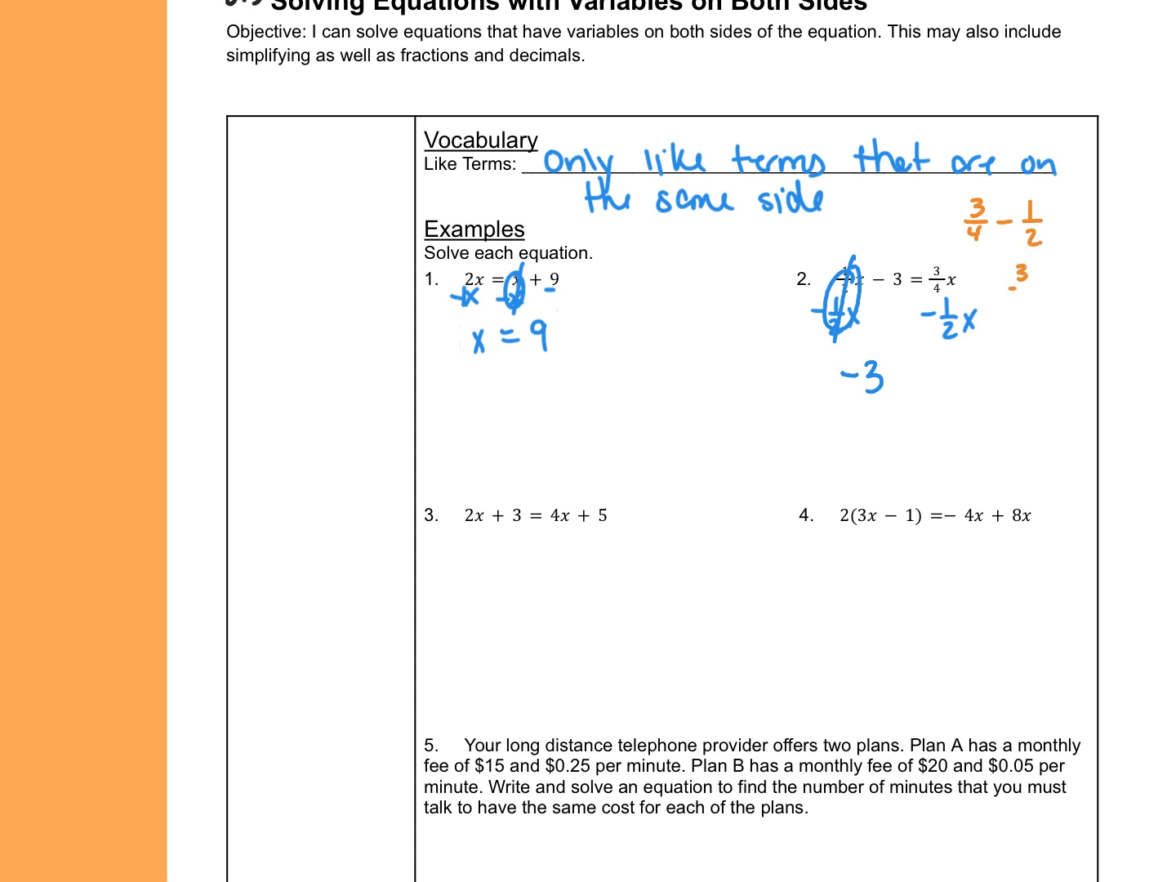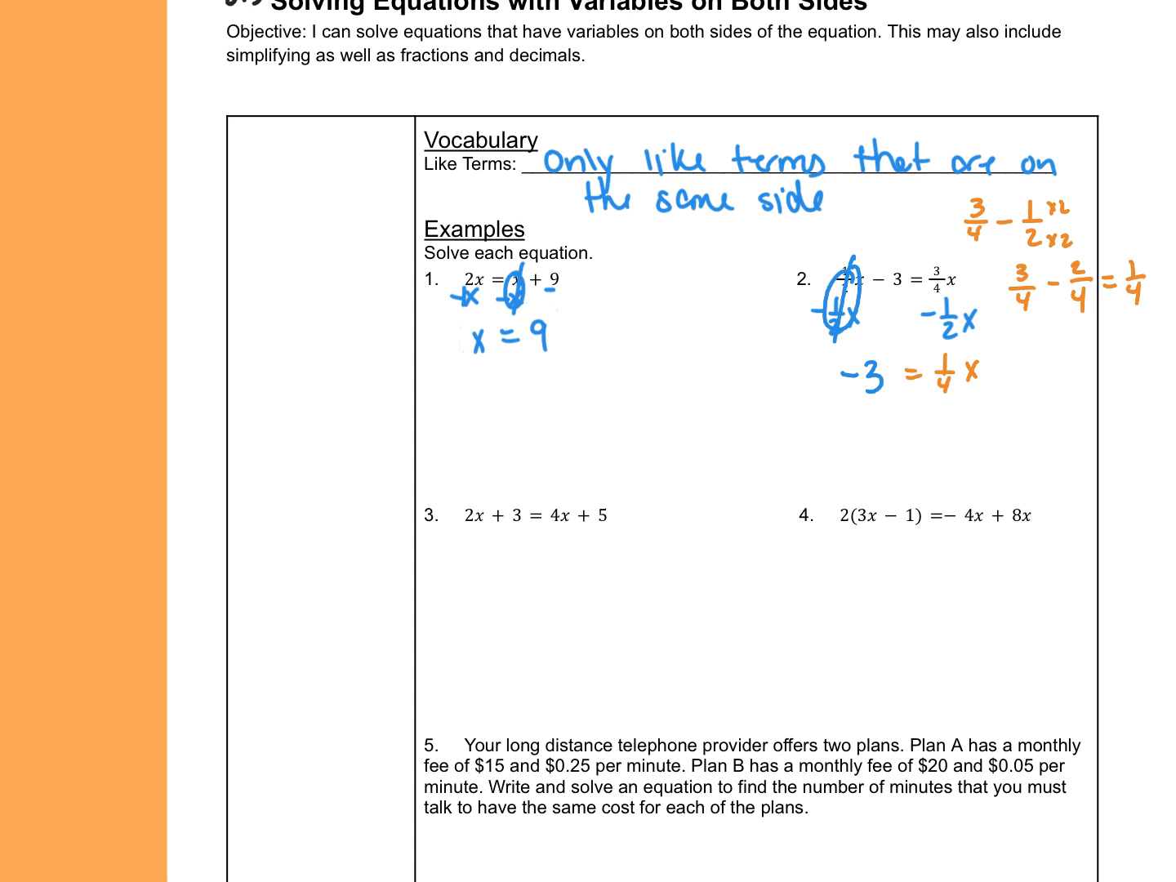So I can leave this as 3/4, and I can multiply these both by 2 to make that 2 over 4. So now I've got my common denominator. 1/2 became 2/4. And now I can do my subtraction. 3/4 minus 2/4 is 1/4. So that's 1/4 x. And now that all my variables are on one side, all my constants are on the other, I can begin solving this some more.